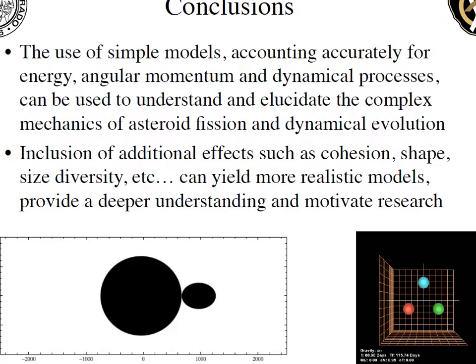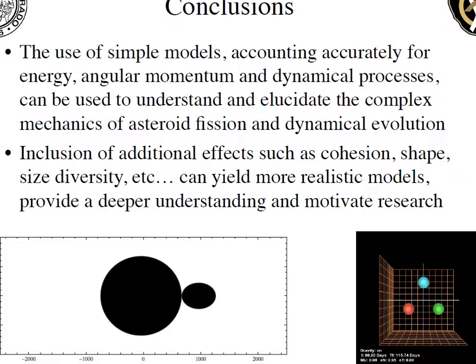So just to conclude, the use of simple models, but accounting accurately for energy, angular momentum, and dynamical processes can be used to understand and elucidate the complex mechanics of asteroid fission and dynamical evolution. And what we're really striving to do here is to have a firmer mathematical basis for the analysis that we want to perform in the realm of planetary science, so that we can be confident about the conclusions that we want to draw from the natural world from our observations.